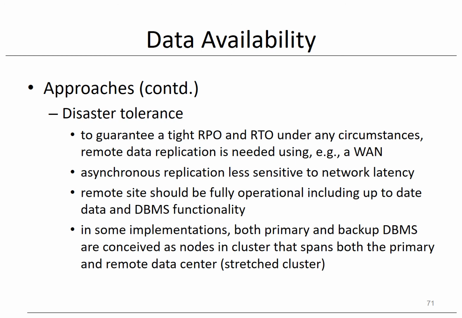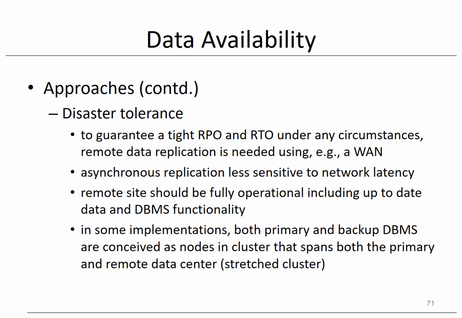Disaster tolerance. To guarantee a tight RPO and RTO under any circumstances, remote data replication is needed to an actual second data center at a sufficiently distant location. The data can be replicated over a dedicated network such as a WAN or over public lines. The same considerations play with respect to synchronous versus asynchronous replication, with the addition that asynchronous replication is less sensitive to network latency, which may be an important factor given the distance.